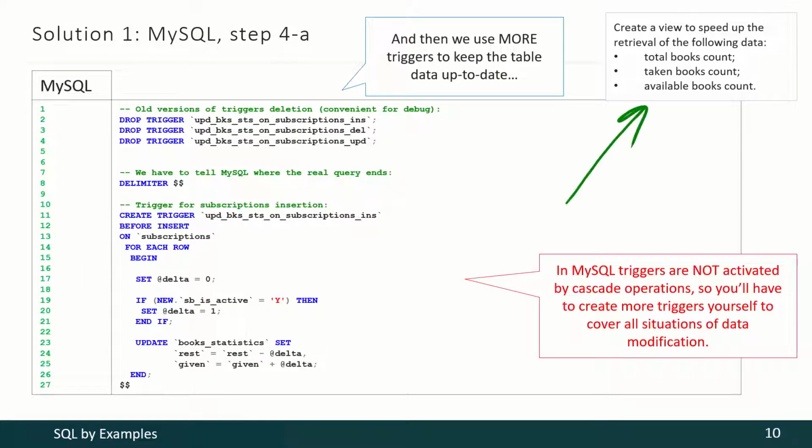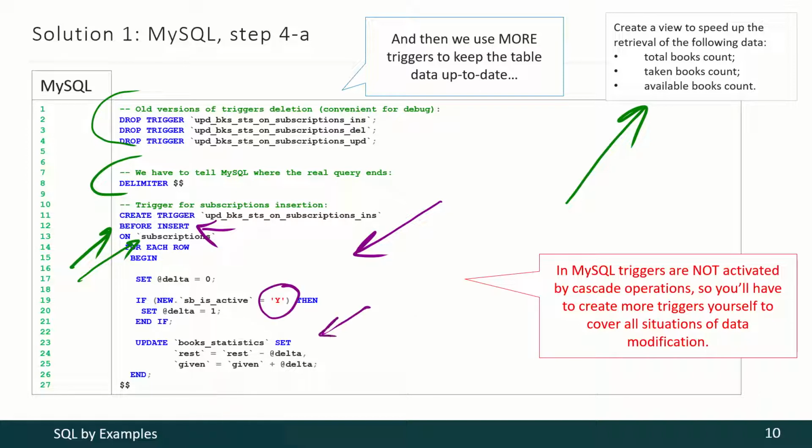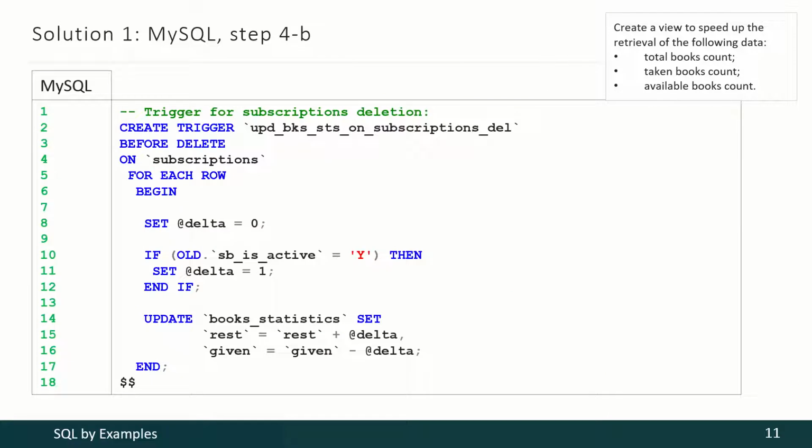As this data depends both on books information and subscriptions information, we have to create several triggers on subscriptions table. So we delete old versions of our triggers, we switch the delimiter, and we start with before insert trigger. As this trigger is executed for each inserted line, we have to find out if a new subscription is active. If it is, we have to decrease the number of books available in the library and increase the number of books given to subscribers. Then we have to create a trigger reacting to subscriptions deletion.